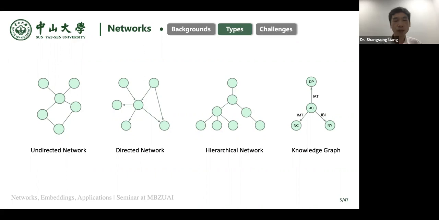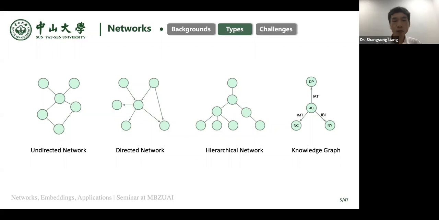Also, for some data we have hierarchical structures. On the very top of the network, we only have one node. But when we go down from the top to the bottom, we have more nodes. That kind of network, we call a hierarchical network. And sometimes we have the knowledge graph. In the knowledge graph, two nodes share a link. The link has some information, and we have different kinds of links. Sometimes we call it a relationship. So we have two different categories of entities: one is the nodes, another is the relationship between the nodes. That is the knowledge graph. So usually we have four different categories of networks: undirected network, directed network, hierarchical network, and knowledge graph.